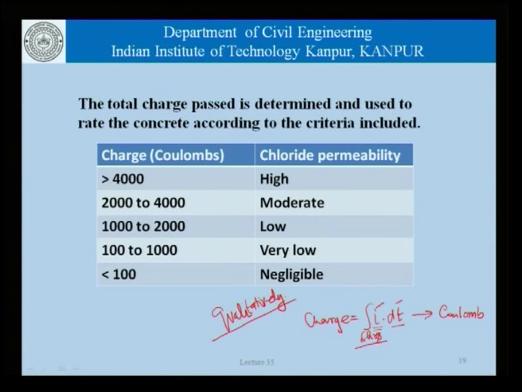It is not a quantitative relationship, it is a qualitative relationship, and says that if the charge passed is more than 4000 coulombs, the chloride permeability is high. If it is between 2000 and 4000, it is moderate. If it is between 1000 and 2000, it is low. If it is between 100 and 1000, it is very low, and if it is less than 100, it is negligible.